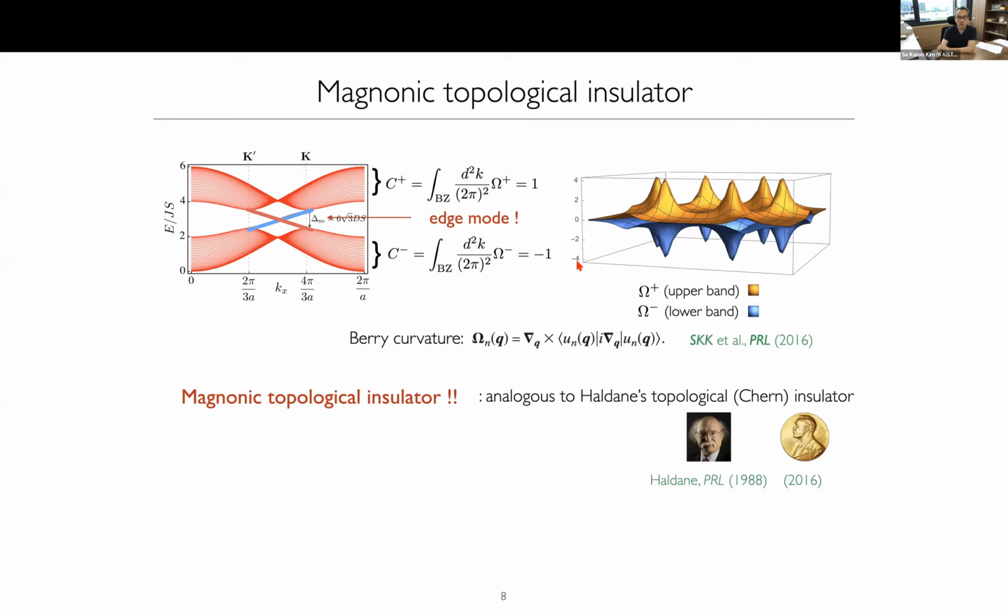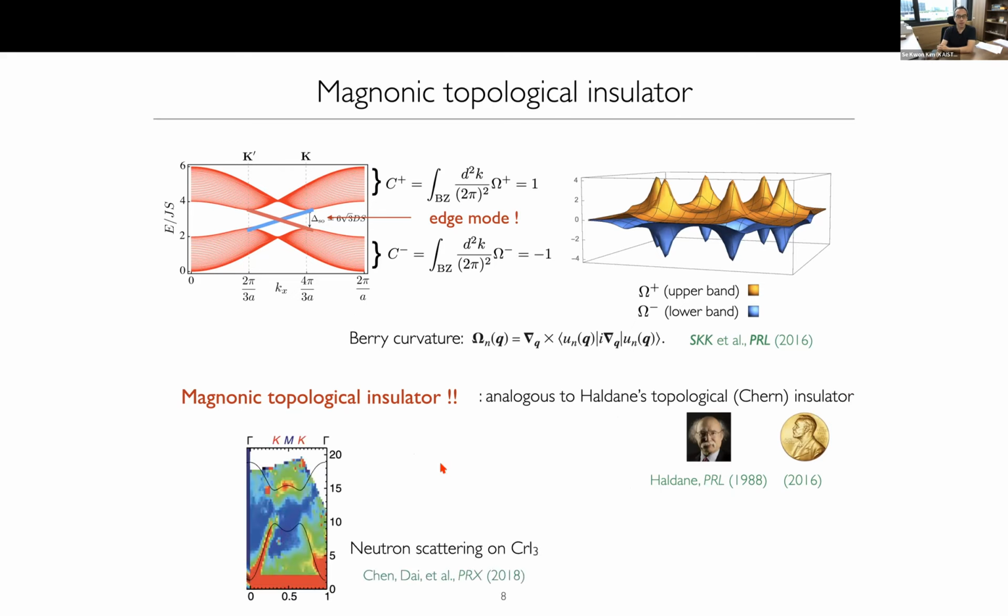So this magnon band is topological, and because of that topological nature, we identified the honeycomb ferromagnet as a magnonic topological insulator, which is analogous to the Haldane topological insulator, which was studied in this paper. So this bulk magnon excitation mode was confirmed by neutron scattering by Pengcheng Dai's group at Rice University in the US. So we have this upper band and the lower band, and there's a gap between these two bands.